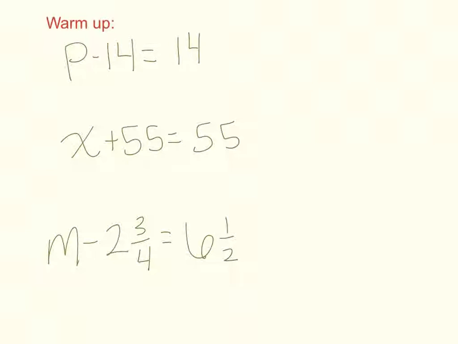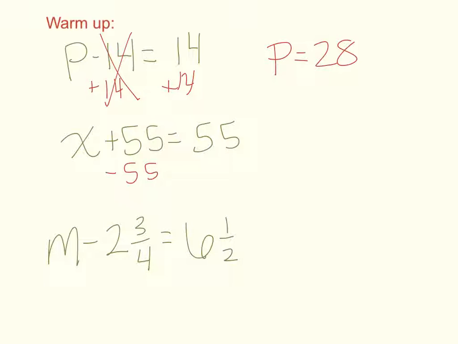This first one, p minus 14 equals 14. All we need to do is the inverse operation of subtraction, so we're going to add 14 to both sides. That will cancel these here. 14 plus 14 is 28, so p equals 28. On this one, we had an addition equation, so we're going to subtract, which is the inverse operation. So then we have these cancel. 55 minus 55 is 0, so x actually equals 0.